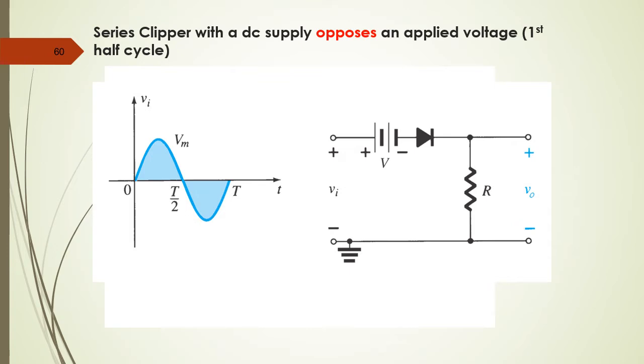Okay, so this is a series clipper circuit with DC supply. It opposes the applied voltage in the first half cycle. So this is the input voltage, which is actually the alternating voltage. This is V, the DC supply, and this is the output voltage here. It depends on the value of V actually.